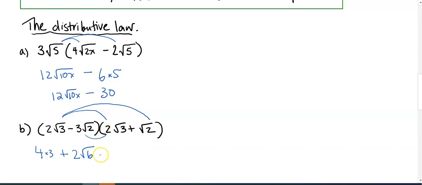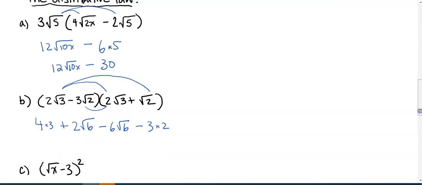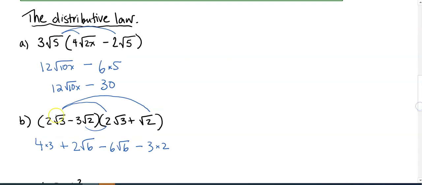A negative times a positive is a negative. 3 times 2 is 6. Root 2 times root 3 is root 6. And last, a negative times a positive is a negative. We get 3 times 1 is 3. Root 2 times root 2 is 2. So the roots disappeared in the first product, and the roots disappeared in the last product, right? But the middle, the outer, and the inner product, they're still there.